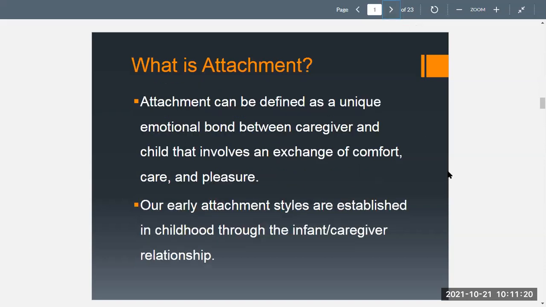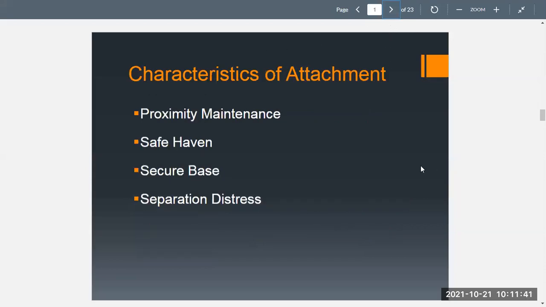So what is attachment? Attachment can be defined as a unique emotional bond between a caregiver and child that involves an exchange of comfort, care, and pleasure. Okay, our early attachment styles are established in childhood through the infant-caregiver relationship. Okay, so characteristics of attachment: proximity maintenance, safe haven, secure base, as I was just talking about a few seconds ago, and separation distress. So proximity maintenance, safe haven, secure base, and separation distress, right?